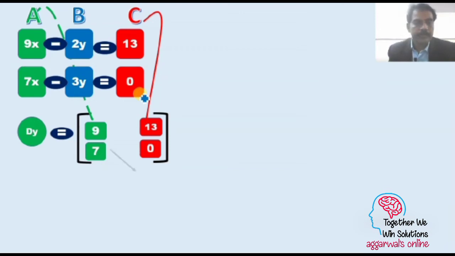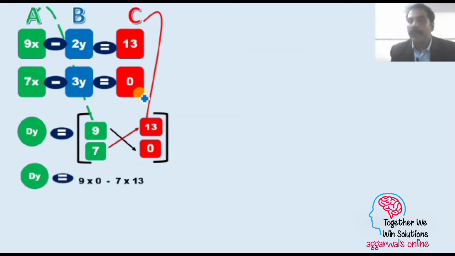Is that clear? Now we'll find the value by the formula: product of primary diagonal minus product of secondary diagonal. That will give us 9 multiplied by 0 minus 7 multiplied by 13. Now we'll solve. 9 into 0 is 0, 7 into minus 13 equals minus 91. So 0 minus 91, that is minus 91. So here we'll get the value of dy equals minus 91.